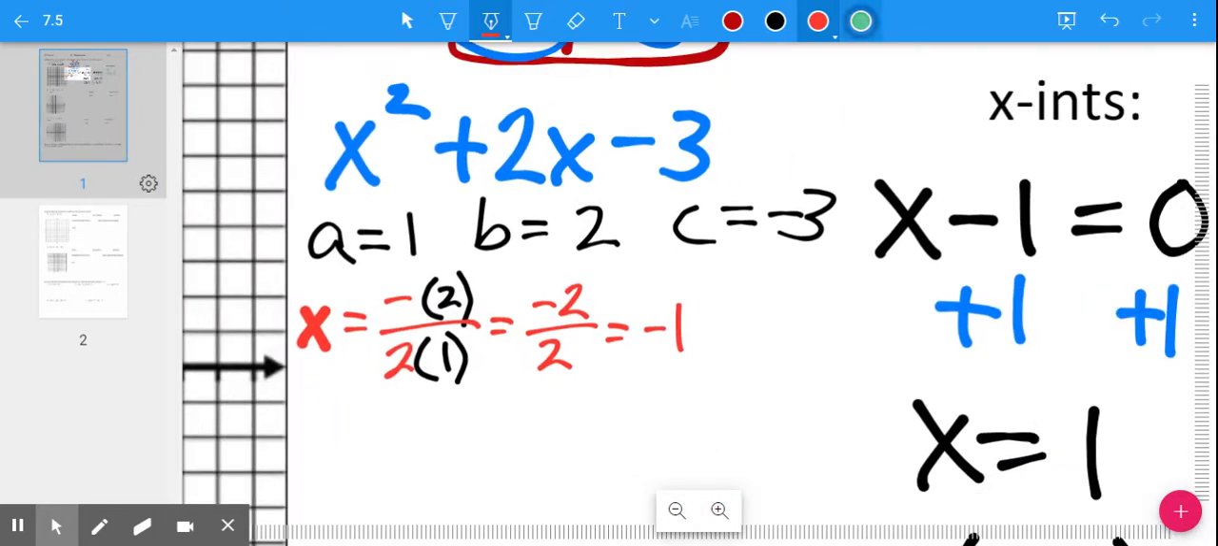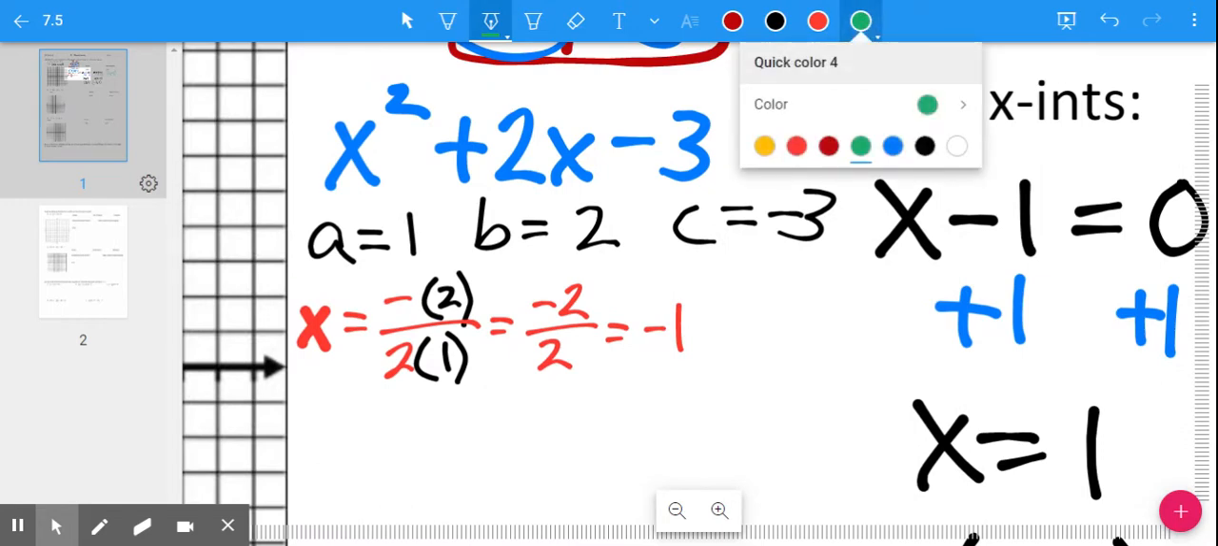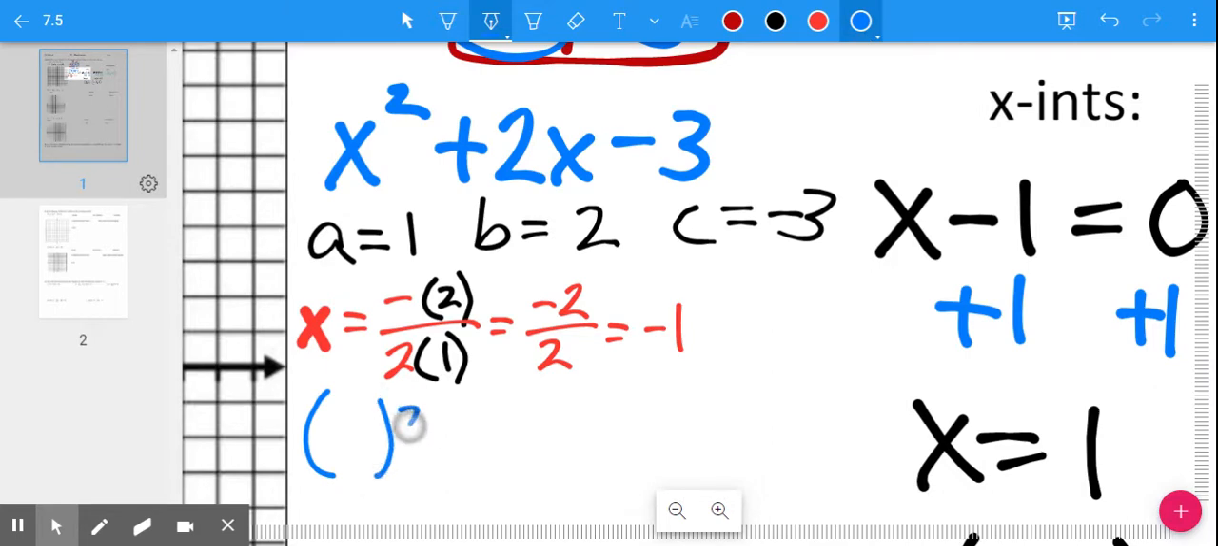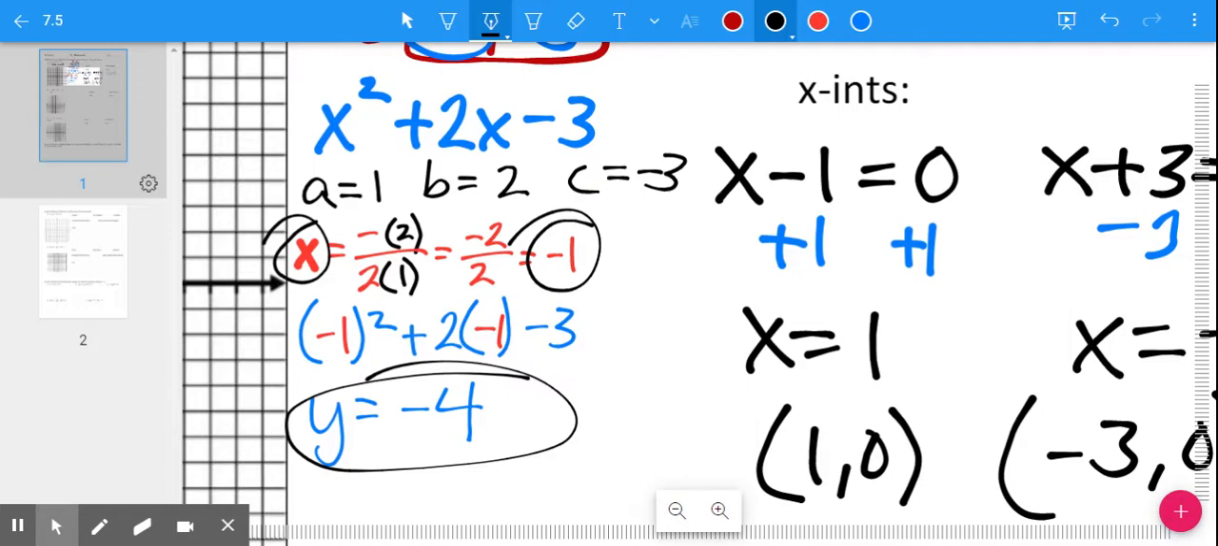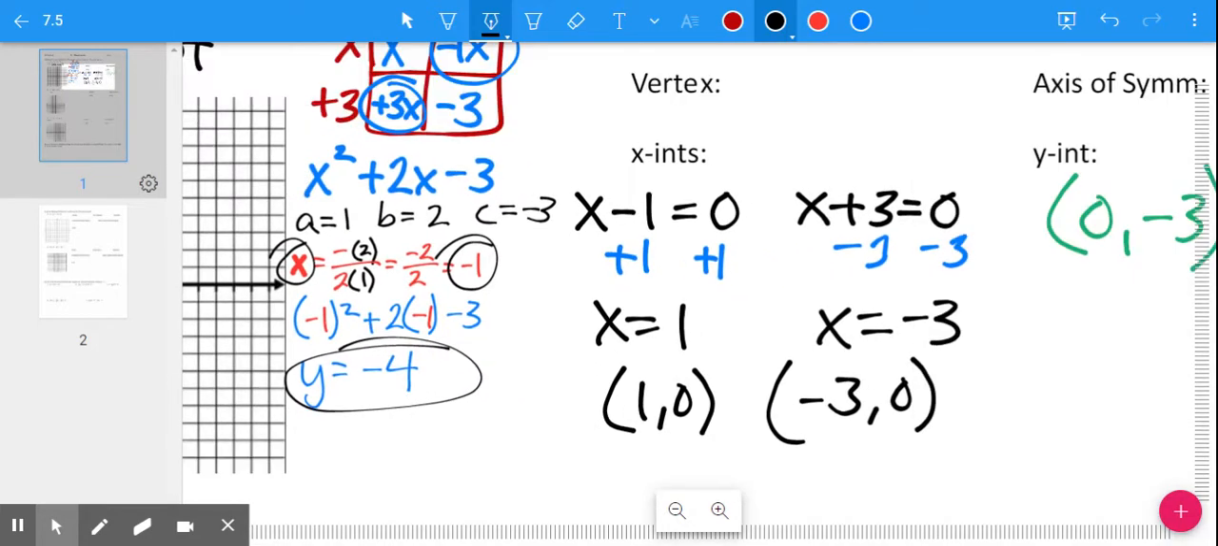So now we take that x value and we plug it back into our standard form. So we have x squared plus 2 times x minus 3. And our x value is negative 1. So when we plug that in, we're left with y equals negative 4. So now we have the two values that make up your vertex. x is negative 1 and y is negative 4. So your vertex is at negative 1, negative 4.